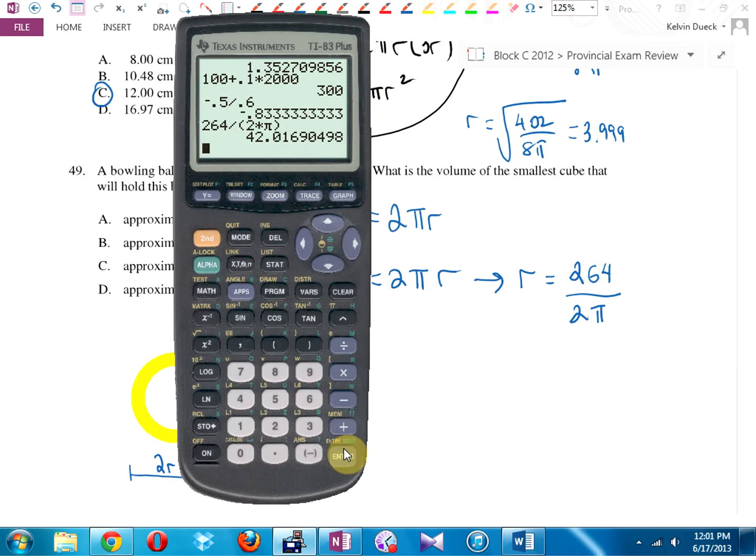I could probably round off to 42. Actually, I would try not to round off because, Kira, this isn't my final answer. I'm going to use this to find more stuff, so I think I'll just keep that on there. That's the radius. Am I wrong?